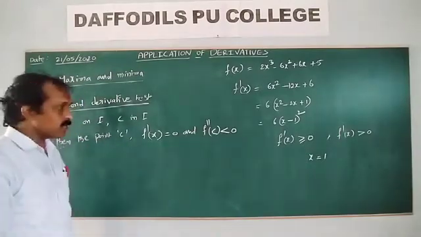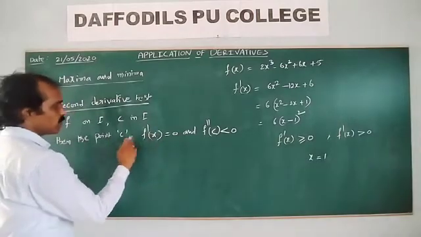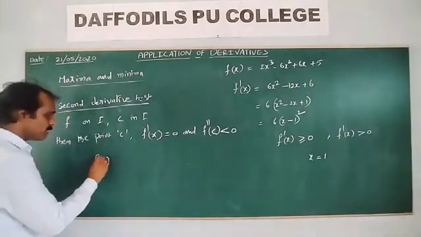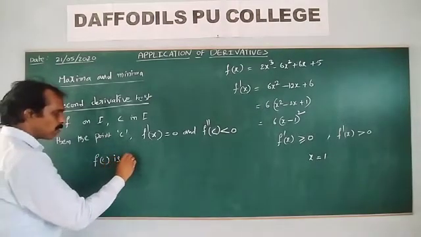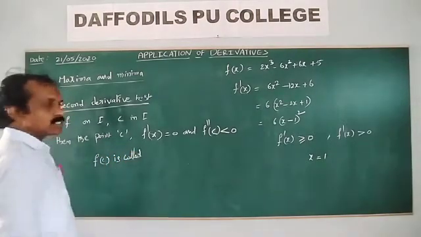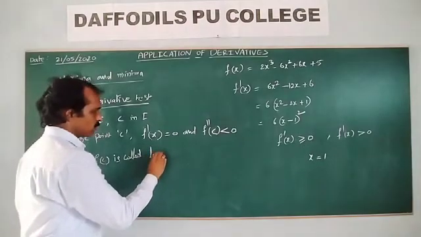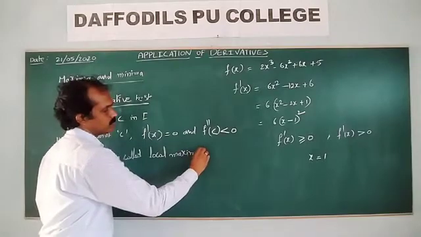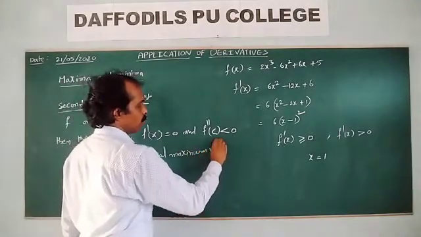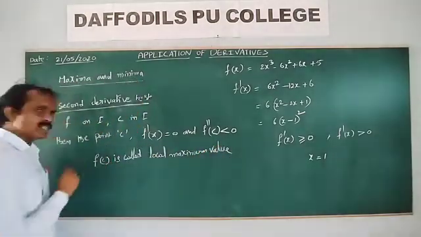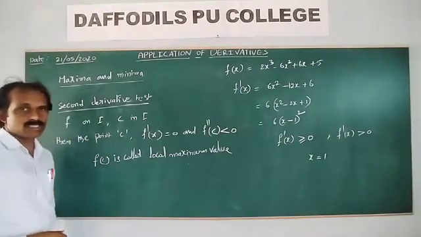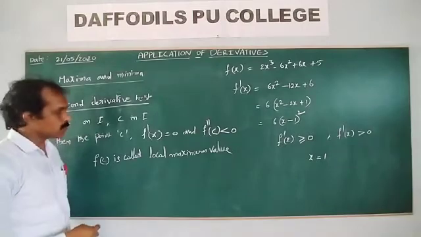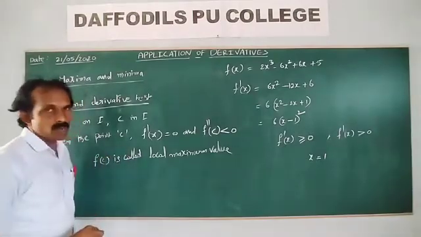Then what is the maximum value? After getting the C value, f dash x is equal to 0, you get the C value. Then f of C is called local maximum value. The point C is called local maximum point. At this point, the function has a local maximum, and f of c is called the local maximum value.